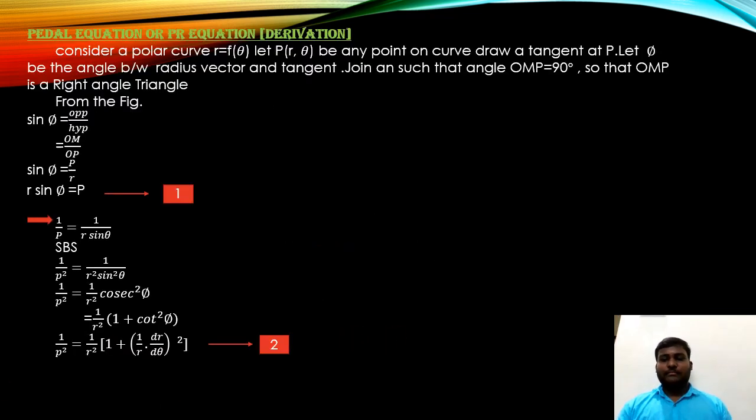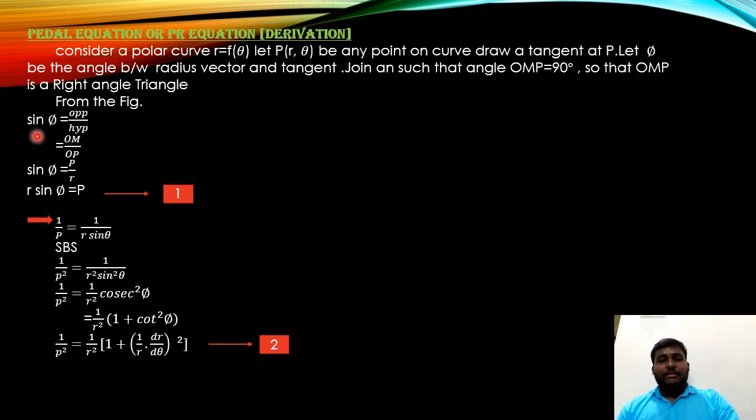Going further, dealing with pedal equations or p-r equations, here we are going to derive it. Consider a polar curve r is equal to f of theta. Let P of r comma theta be any point on the curve. Draw a tangent at P. Let phi be the angle between the radius vector and the tangent. Join in such a way that angle OMP is equal to 90 degrees, so that OMP is a right angle triangle. See the figure so that you can understand this.